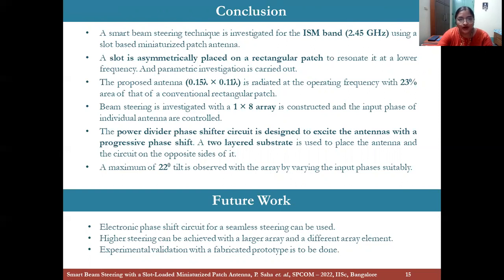To improve the work, an electronic phase shift circuit can be used. To achieve a higher steering angle, a larger array and different array elements can be used. A fabricated prototype is to be made for experimental validation.